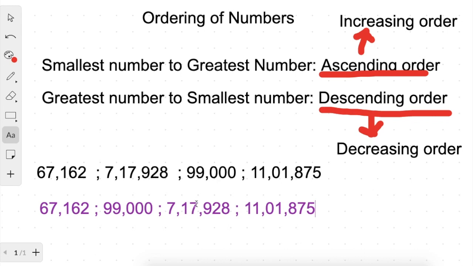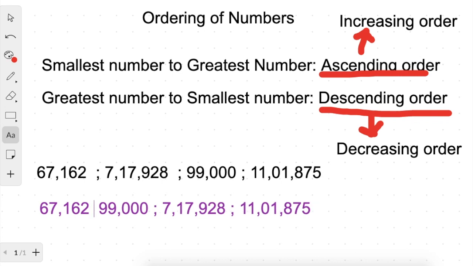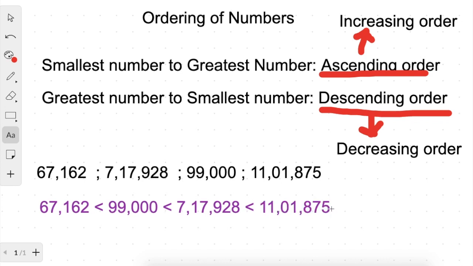Now there is one more thing, children, that we can do in this, which is inserting symbols. Instead of putting this semicolon, I can insert this symbol. So this number is less than this one, this one is less than this, and this one is less than this. So the greatest among all of these is this number, which is correct. This way we have written ascending order. I am just writing ascending.